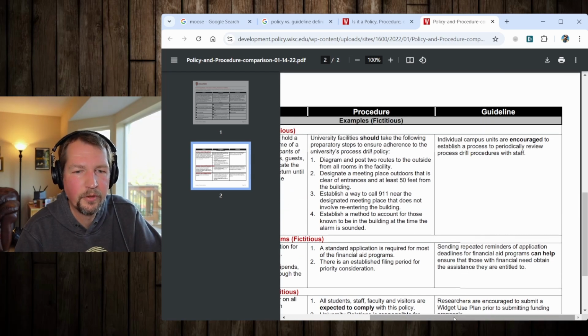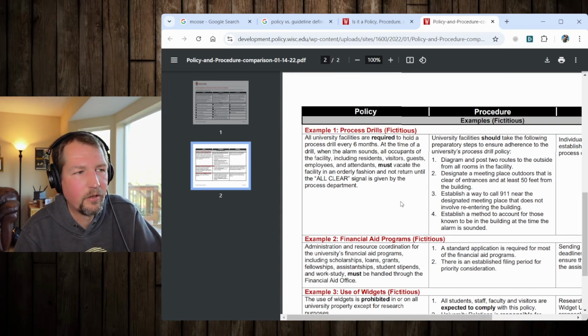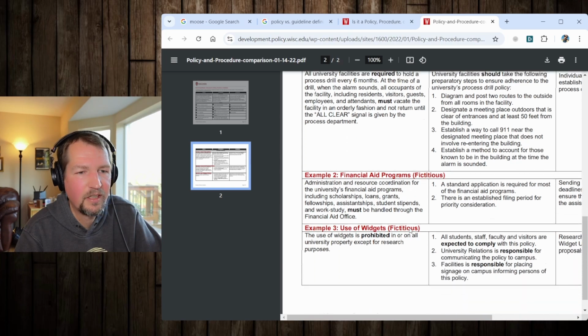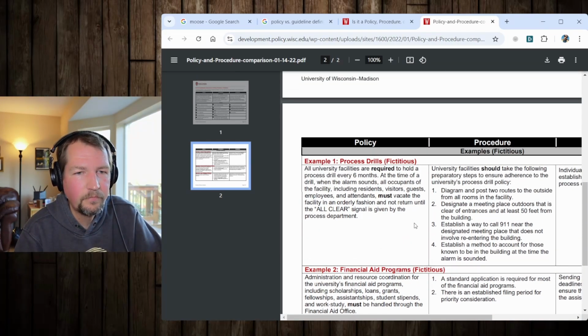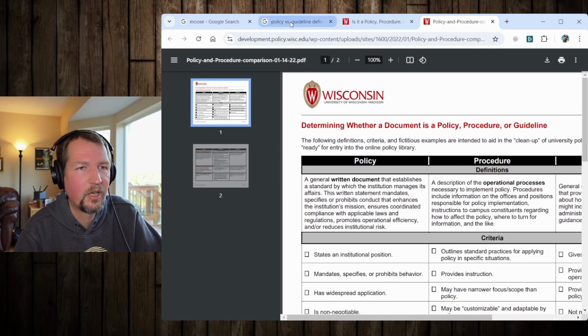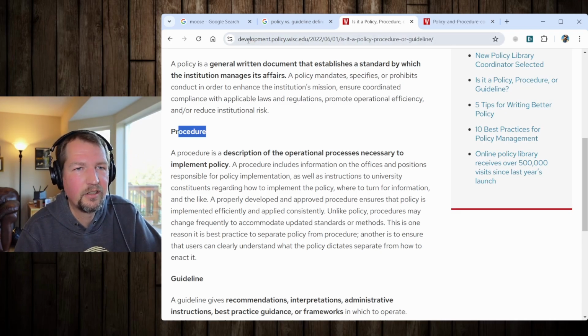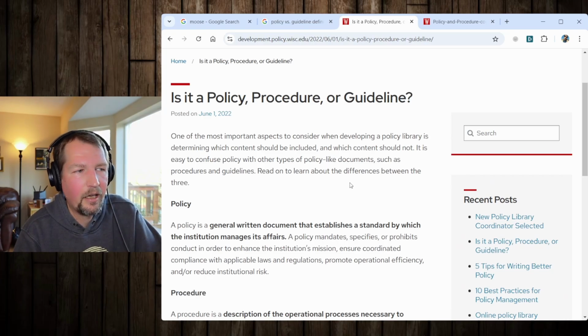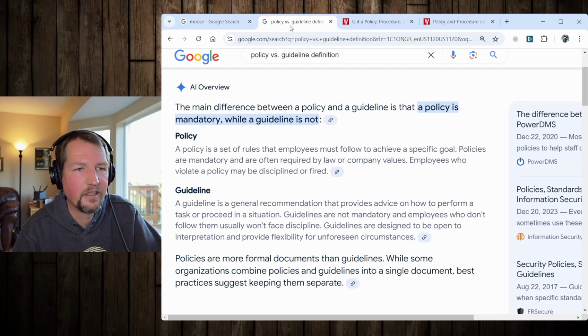Okay. And then they have a second page here with a bunch of fictitious examples, but I feel like I've already gone through examples that are applicable from my experience and that I wanted to give. So I'm not going to go through their examples. If you do a search for policy versus guideline in Wisconsin, you can find this document very quickly. It's just at development.policy.wisstudy.edu. Thanks to these guys for writing this up. Thanks, guys.